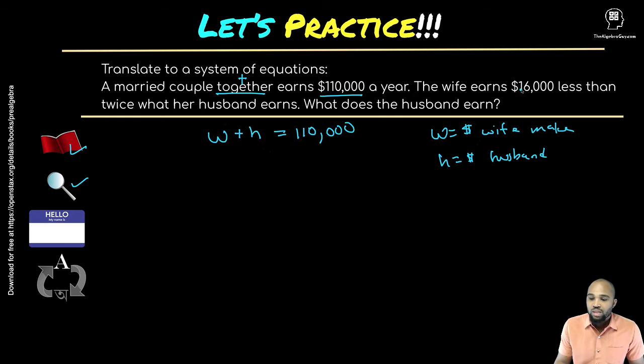The wife earns 16,000 less. So the wife is 16,000 less. See, notice I put the less after something, or after less than what? Twice her husband. So 2 times her husband. What does a husband earn? So from this, we can now come up with an answer for how much the wife earns and how much the husband earns by solving this system.